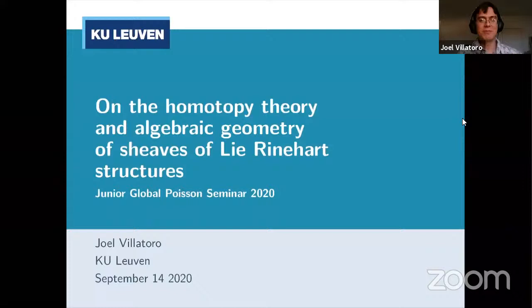When I say algebraic geometry in this talk, I do mean kind of baby algebraic geometry. I'm not going to be proving any grand conjectures or anything, but I'm going to sort of make the argument that algebraic geometry with Lie-Rinehart structures is possible and potentially very interesting. And similarly for homotopy theory, I'll show how you can do some interesting baby homotopy theory type stuff. So let's get started.